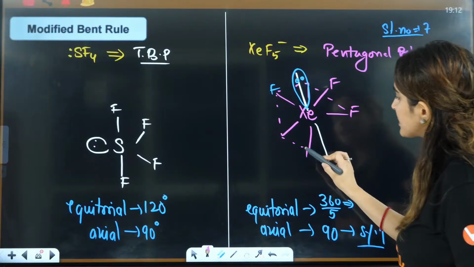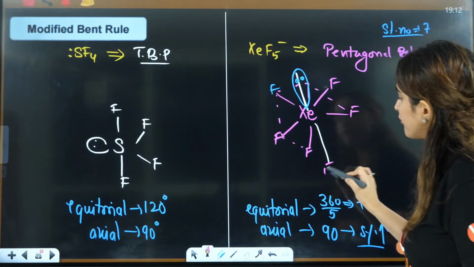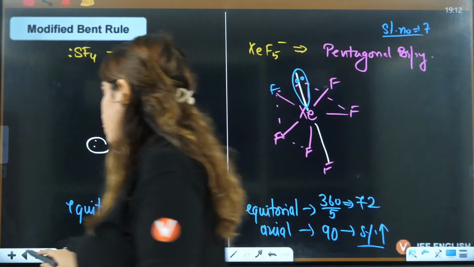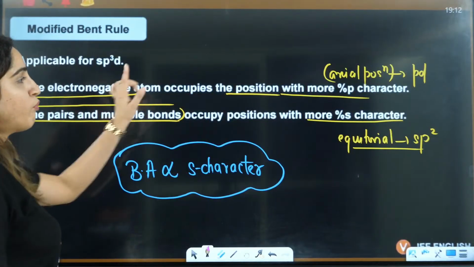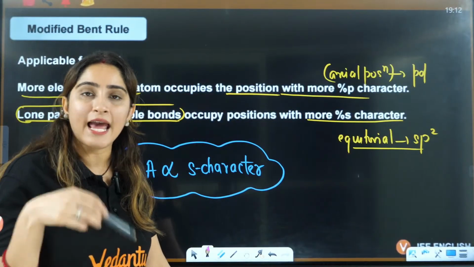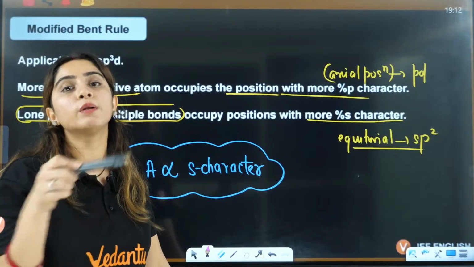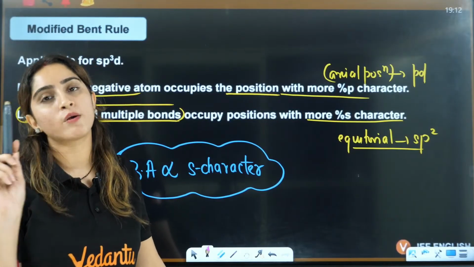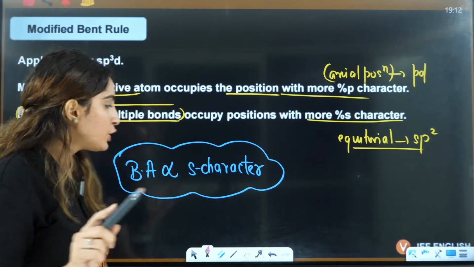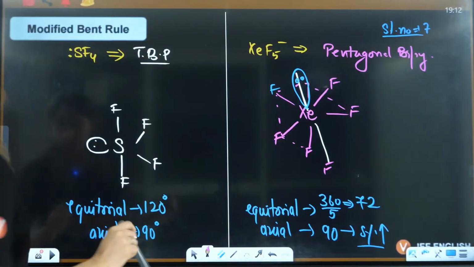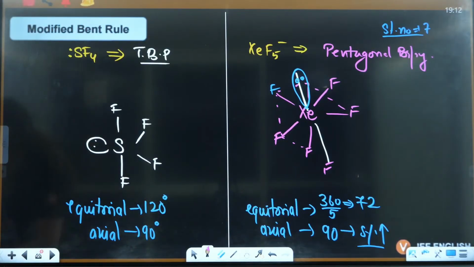Okay, so that's why we say that this is a modified version of Bent's rule, right? Where you have more percentage S character, there you will place the lone pair or multiple bonds, right? You can see the difference here only, right everybody?